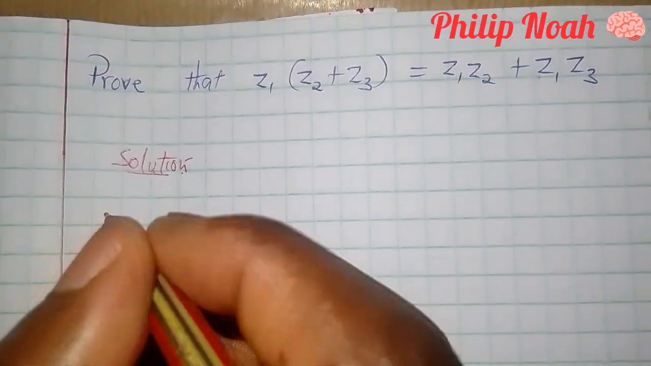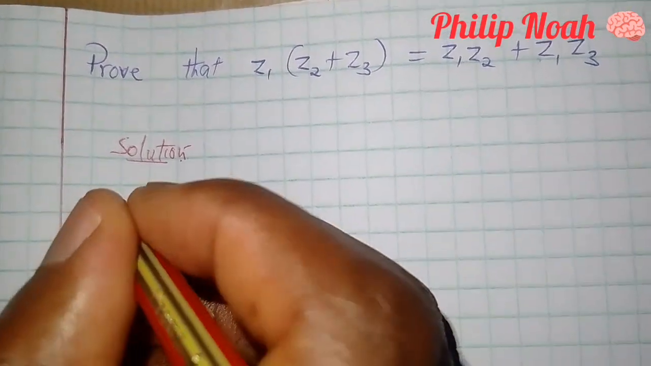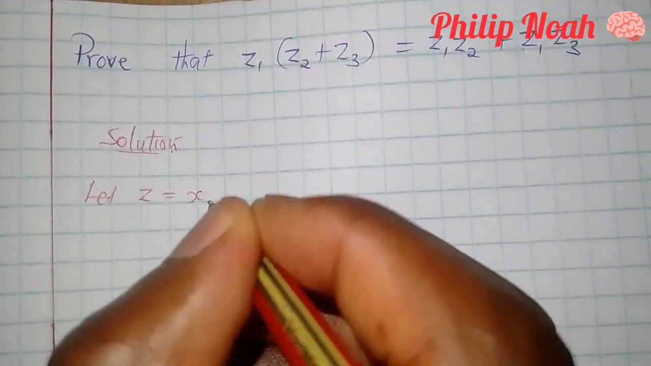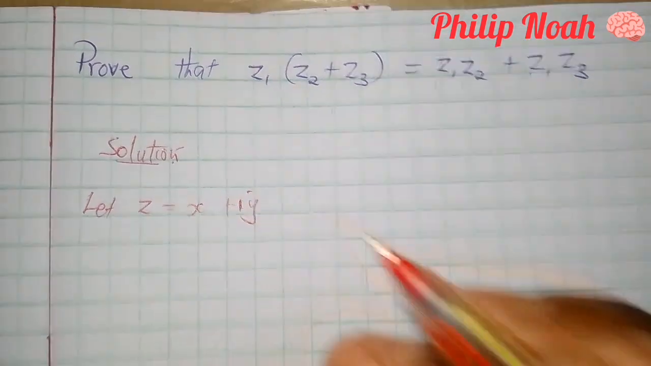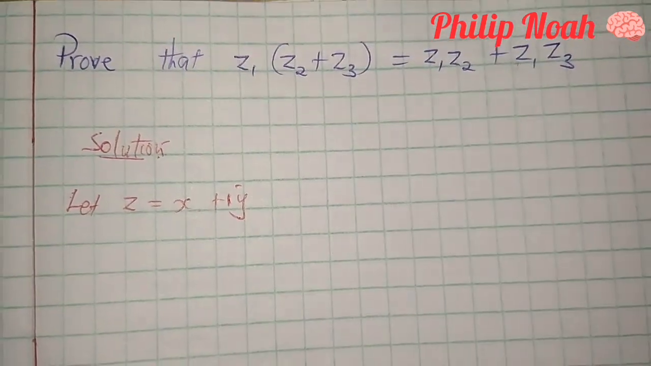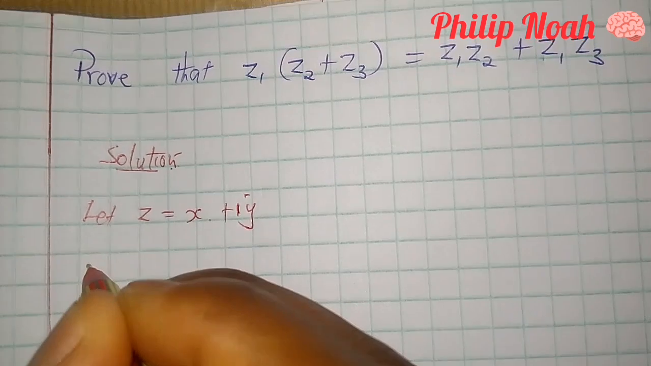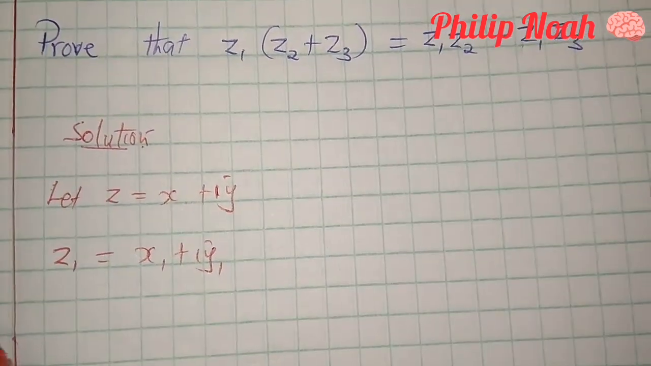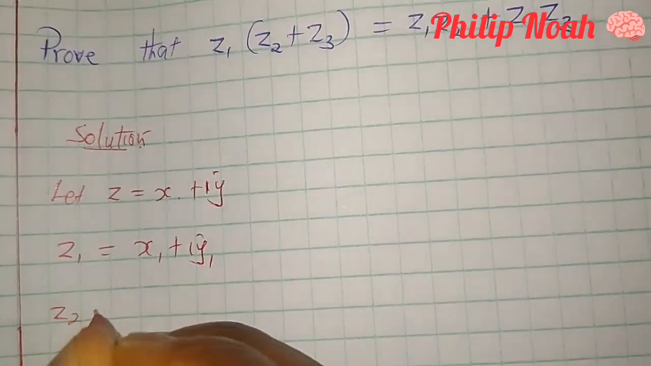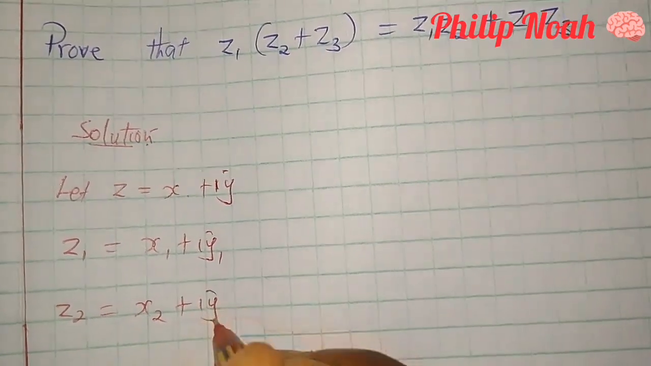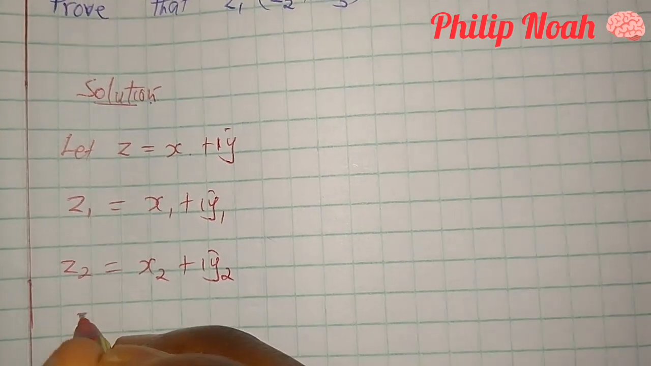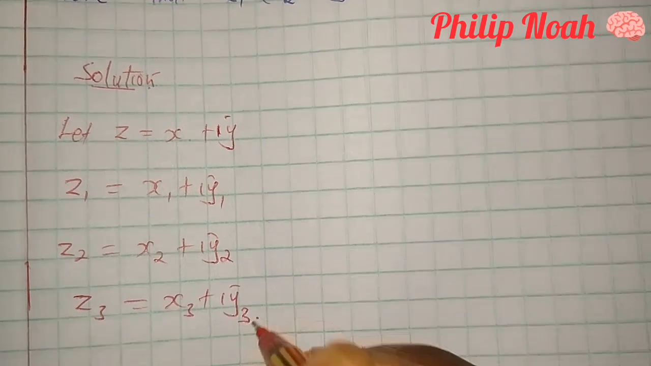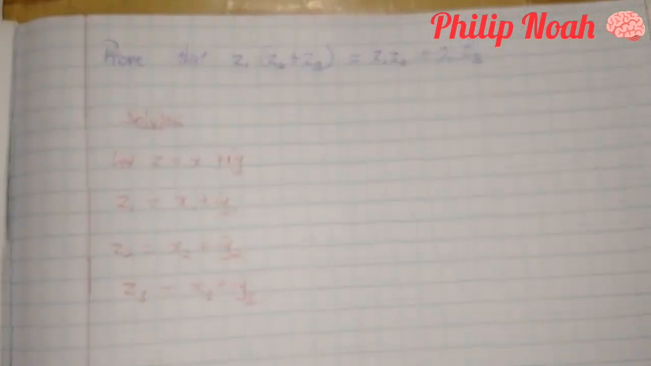So I say let z be x plus iy. This is the distributive law for complex numbers, remember? So z1 will be x1 plus iy1, z2 will be x2 plus iy2, then z3 will be x3 plus iy3. Hope you understand what I'm doing here.